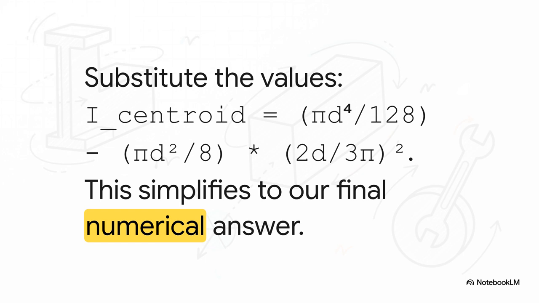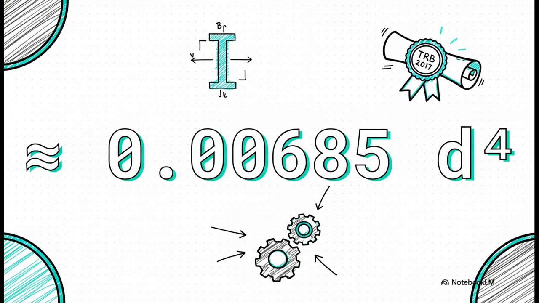I centroid is going to be our I base, which we know is pi d to the fourth over 128, and from that we subtract the area, pi d squared over 8, multiplied by the square of that centroid distance, 2d over 3 pi, squared. Now, I won't bore you with all the algebra, but when you work through this and simplify it all down, it leads you to a very specific numerical answer. And here is that calculated result. The centroidal moment of inertia for a semicircle is about 0.00685 d to the fourth.